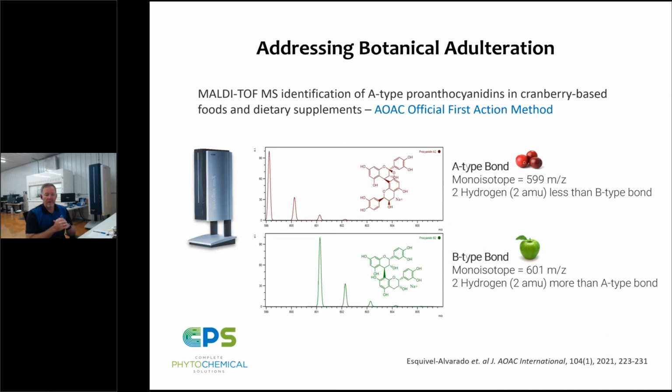So Complete Phytochemical Solutions is offering a solution to the issue of adulteration of botanicals. We have developed MALDI-TOF mass spectrometry methods to identify phytochemical profiles, or what we refer to as fingerprints, that are unique representations of a botanical, be that a fruit or a vegetable. And again, this has wider applications into other food products such as dairies, meats, and oils as well. So cranberry adulteration is going to be the highlight of this presentation.